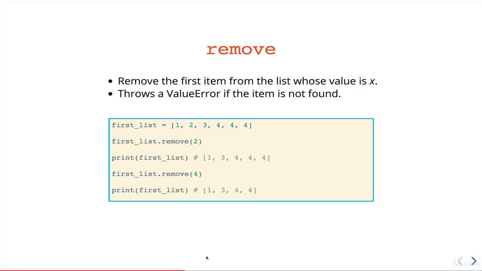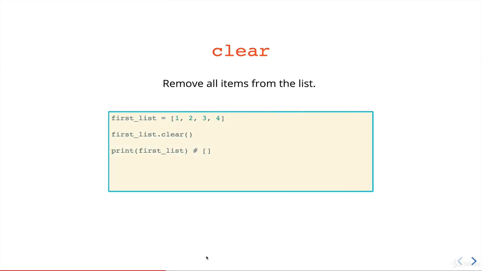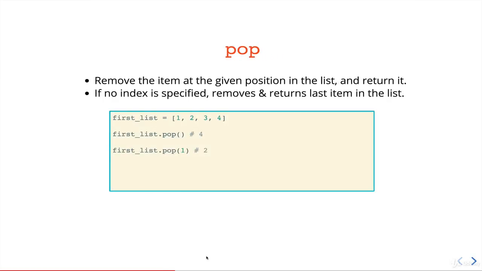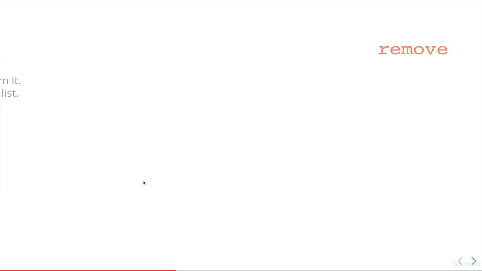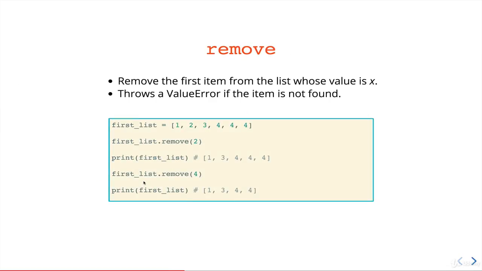Okay, so 3 ways of removing items. The first one is like taking a sledgehammer to your list. It removes everything, clear. Then we saw pop, which pop on its own without any data passed in, without an index specified, will delete the last item and return it. But if you provide an index, it removes the item at that index and returns it. And then finally, remove is a bit different in that we pass in a value we want to remove. If it finds it, it will remove the first instance. Otherwise, it throws an error. Okay, 3 more methods under our belt.